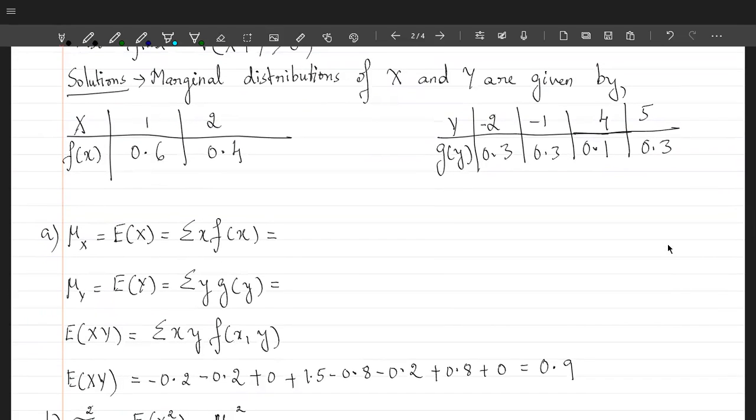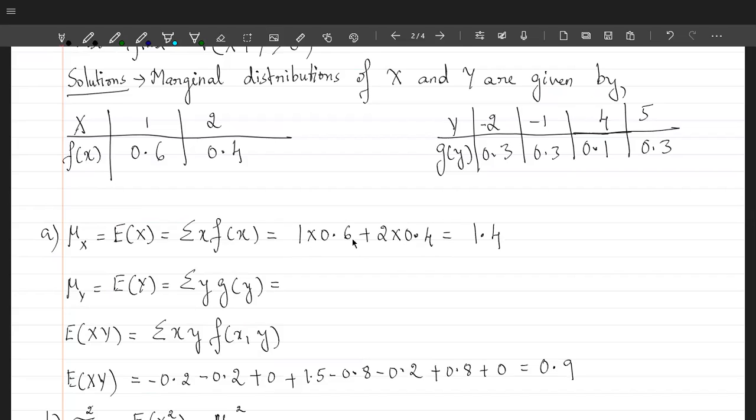Now let's calculate the values of expectations of x, y and xy. Mu x, or mean of x, or expectation of x, can be calculated using this formula, that is summation x into f of x. When x is equal to 1, the corresponding probability is 0.6. So the first entry here will be 1 into 0.6 plus 2 into 0.4. This is 0.6 here, 2 into 0.4 will be 0.8. 0.8 plus 0.6, that is 1.4.